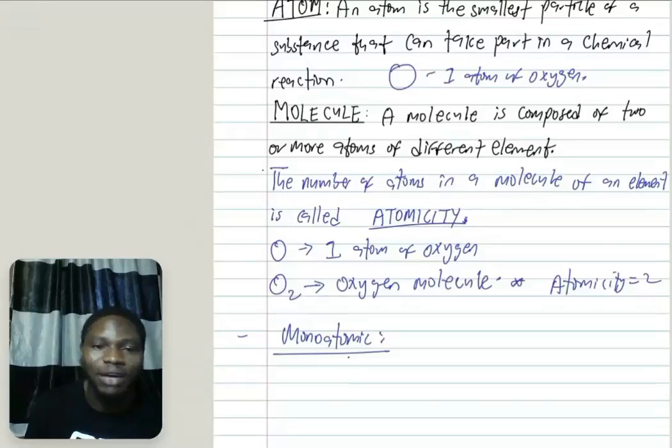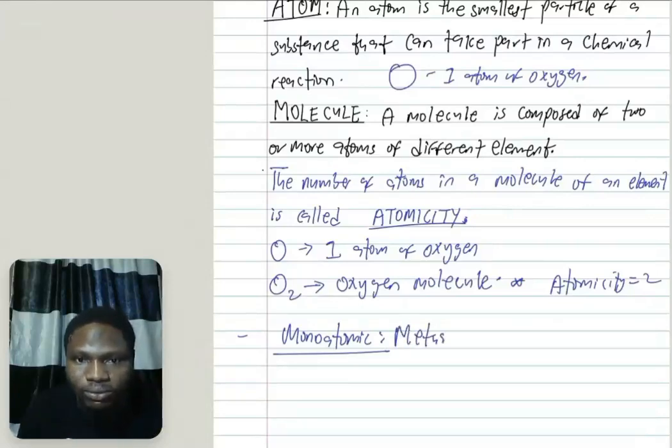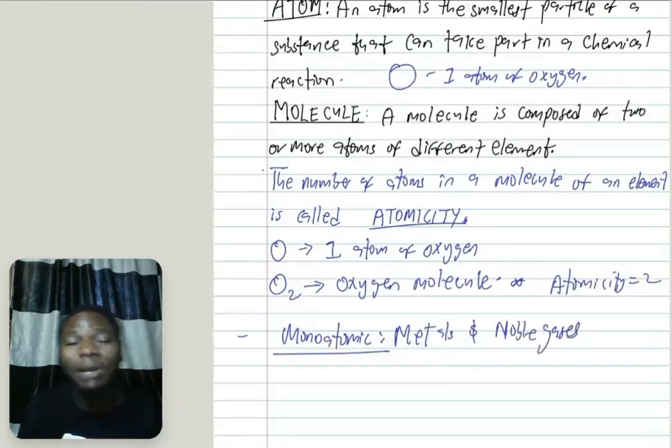They are elements that are composed of what? One atom. Let me give you a general example: metals and noble gases. You see all these, all of them are just what? Monoatomic elements. Any metal you know.